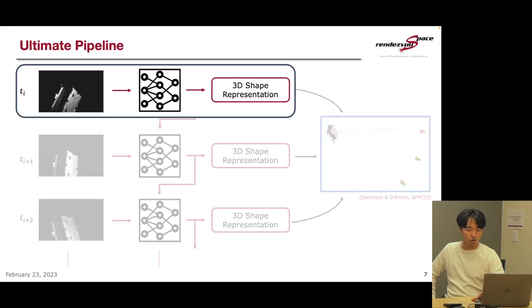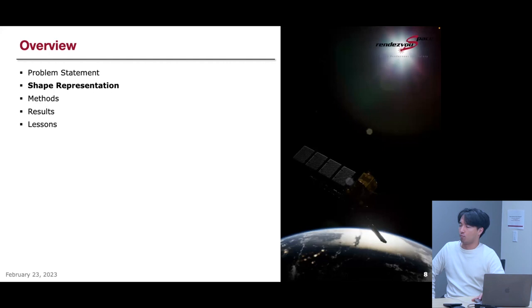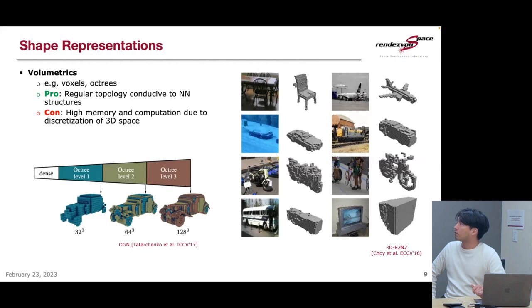So now we have discussed what some of the shape representations of an unknown target are that we can use. There are a lot of options when we look into the literature, especially from the computer vision field.